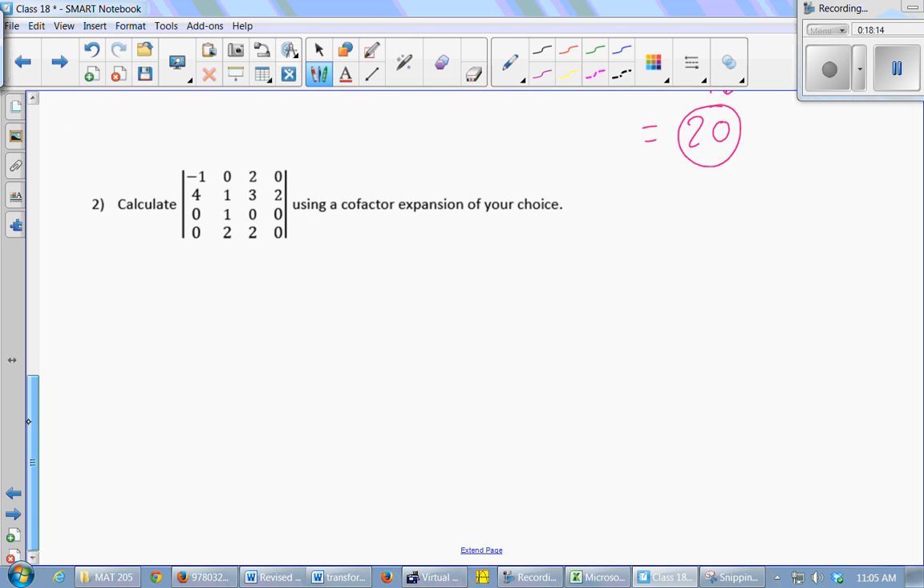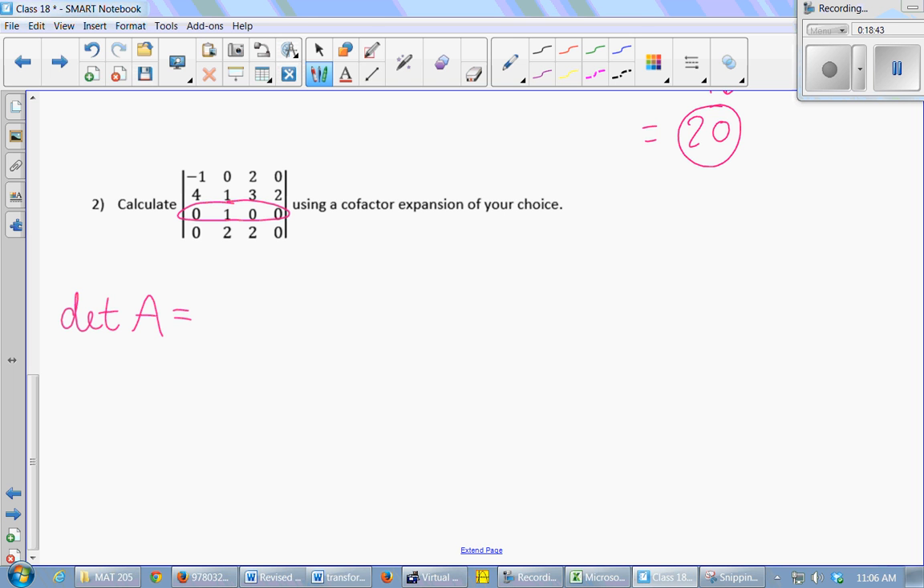So here's a big one. We've got a 4 by 4 matrix. I want to find its determinant. I can use a cofactor expansion of my choice, which means I can choose any row and any column. Row 3 or column 4. Yeah, probably row 3 is easier because it's got a 1 in it as opposed to a 2. So I'm going to use row 3. I'm going to go across row 3.